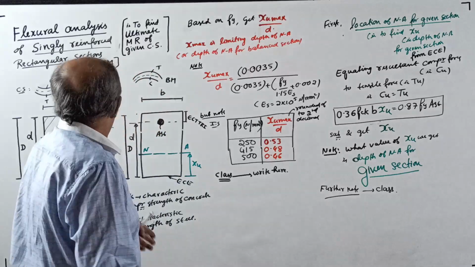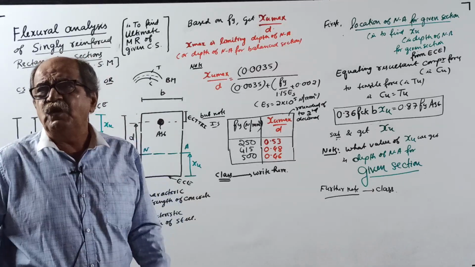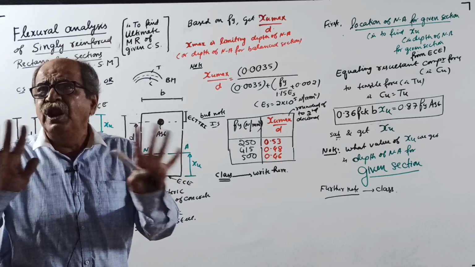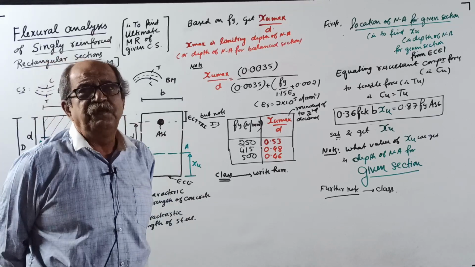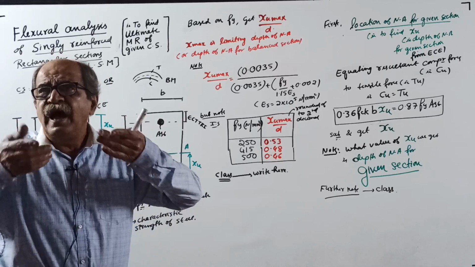Now, make a note. In part A and part B, what I told is common for all: singly reinforced section, doubly reinforced section, both rectangular and T section. But now I am deviating.